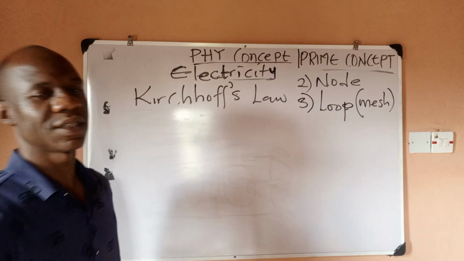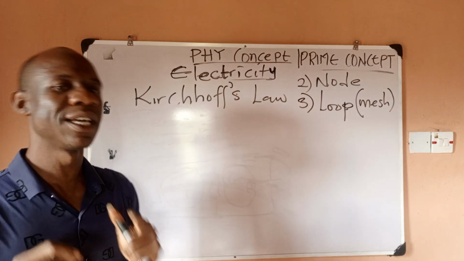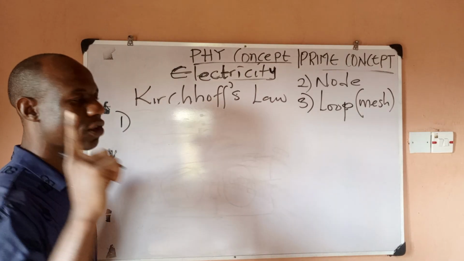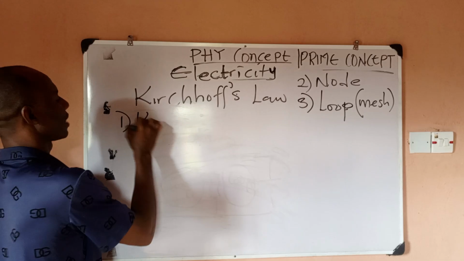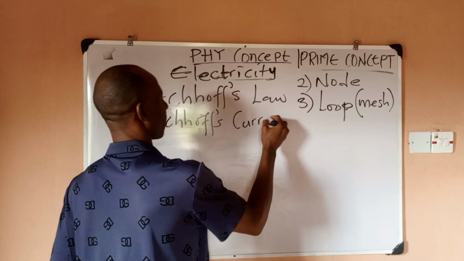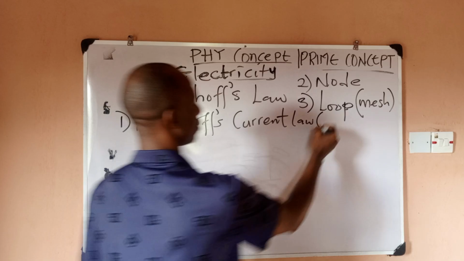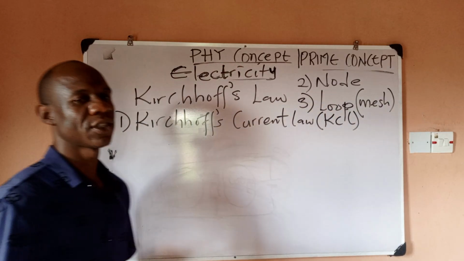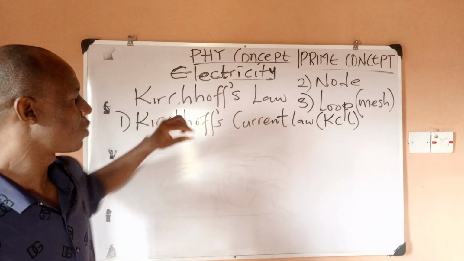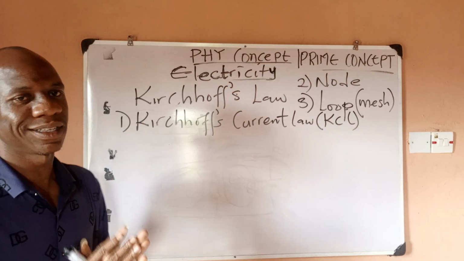So the first thing we want to study is Kirchhoff's first law. Remember I told you earlier that we have 2 laws that were given by Gustav Kirchhoff. Kirchhoff's first law is called Kirchhoff's current law, which for short you write as KCL. Another name you can call it is Kirchhoff's junction rule. The reason you call it Kirchhoff's junction rule is because this law is applied at a junction.